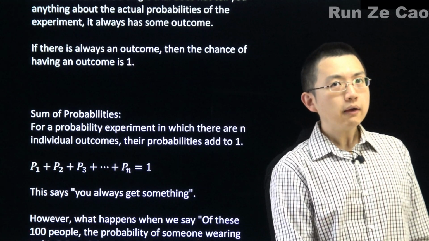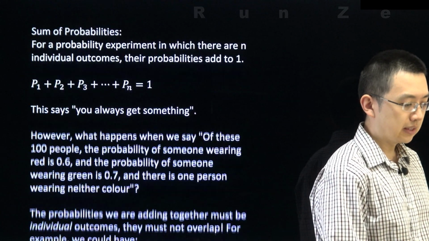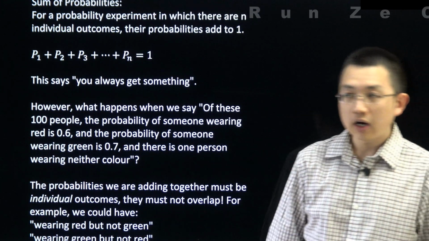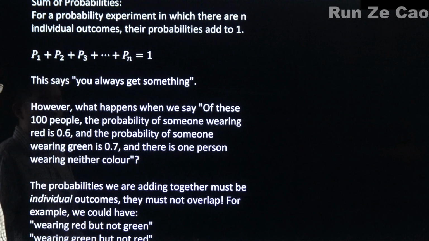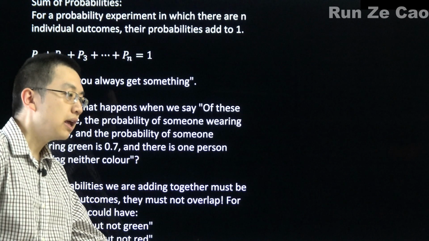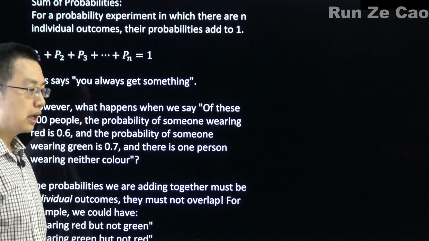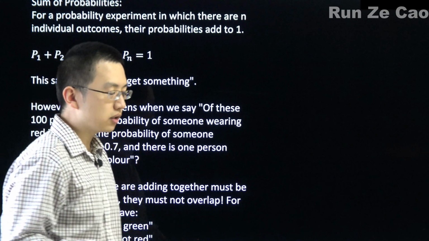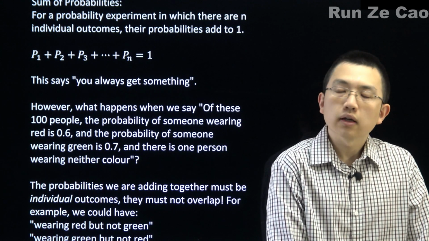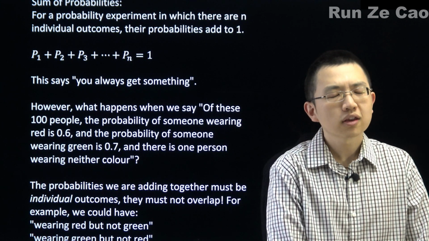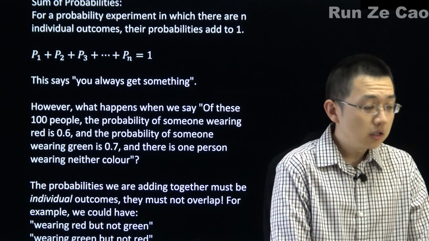Okay, what about adding these outcomes together? Well, what happens when you have 100 people and you say that 0.6 is the probability of someone wearing red and 0.7 is the probability of someone wearing green, and there's one person who doesn't wear either color? Wait a second. 0.6 plus 0.7 is greater than 1. That's 1.3.